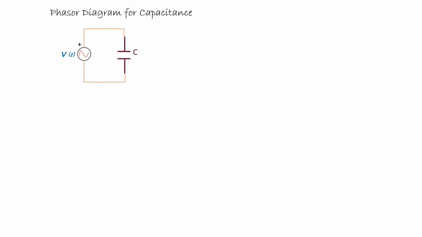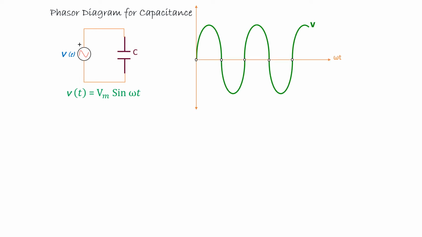We will now look into the phasor diagram for a capacitance. In this figure, a pure capacitor having capacitance of C farads is connected to a voltage source v of t. The equation for the voltage is Vm sin omega t. The angle of this voltage is plus or minus 0. The waveform of the voltage is shown in this figure.